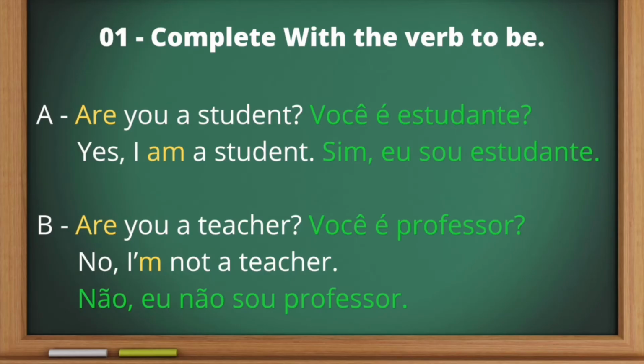1. Complete with the verb to be. A. Are you a student? Yes, I am a student. B. Are you a teacher? No, I'm not a teacher.